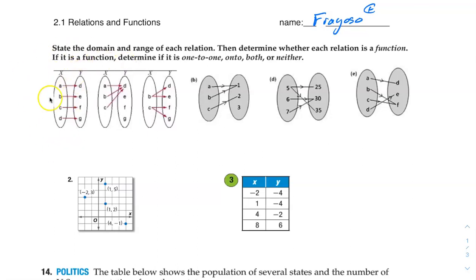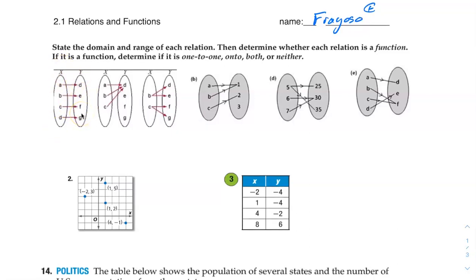So for this first one here, we're going to first tell the domain and range. Well, here's a little hint. The domain's always going to be the x, the range is always going to be the y, or the input and the output. So this is my domain. This is my range. Is it a function or not? Well, we've got to see if each x is unique. Do these have only one thing each corresponds to? And they all do. So it is a function.